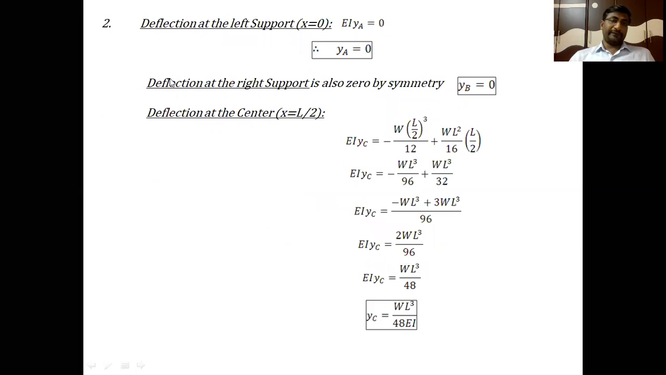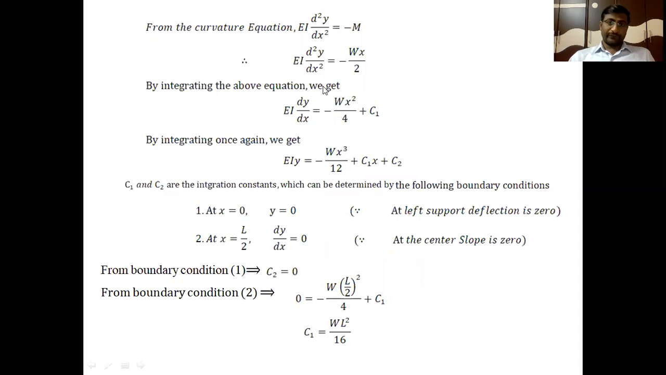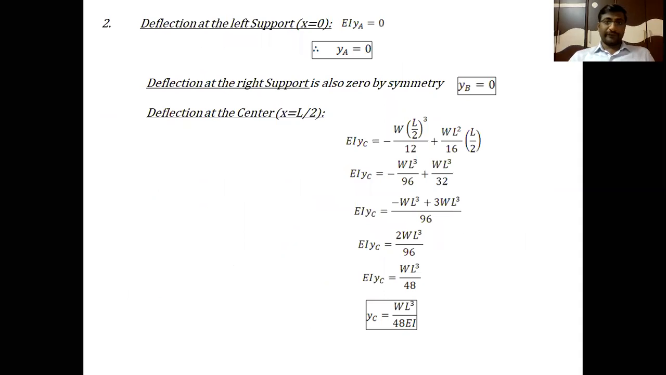Next, deflection. Similarly, we can find the deflections at each point, x is equal to 0, x is equal to L by 2. If you substitute 0 in place of x, we will get the deflection at point A. In the deflection equation, if we substitute 0 in place of x, the right hand side parameter is 0. So y is equal to 0 by EI, and 0 by EI is 0. So the deflection at the left support YA is 0. The deflection at the right support is also 0 by symmetry. YB is also 0.